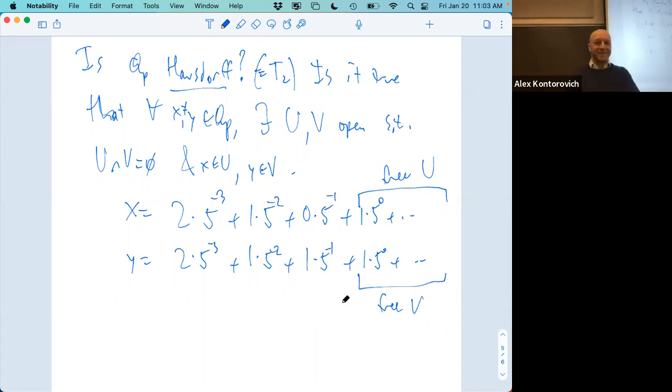Yep, so it is Hausdorff. Isn't it true that every metric space is Hausdorff? Yeah. But here we want to actually feel it. So here's another question: is QP compact?